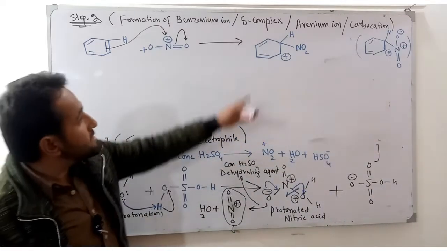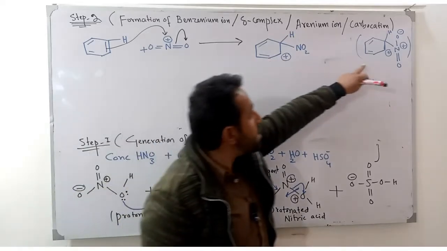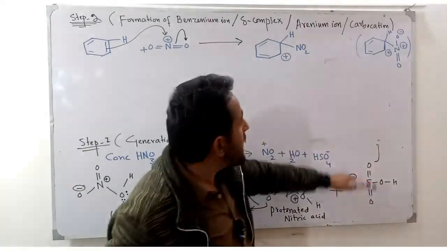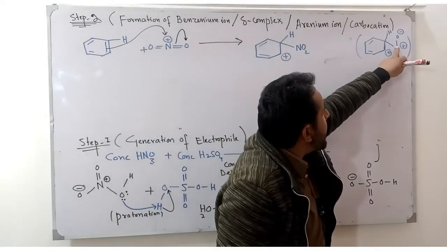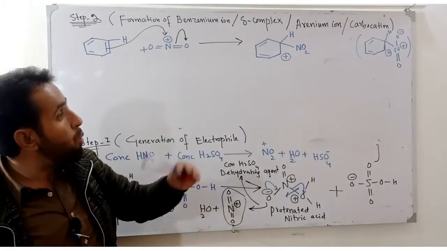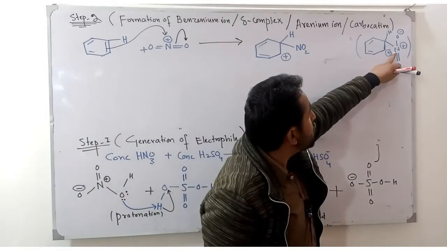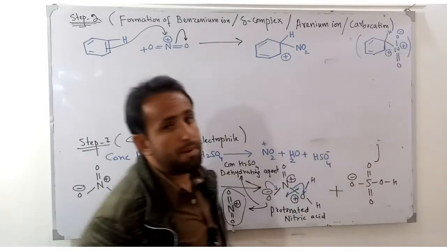Understand? Basically, look at this sigma complex. This lies in this state. Here, what? Here is the nitrogen-oxygen double bond. The double bond will break. Why does the double bond break? Because this nitrogen atom will form a bond with this carbon atom.